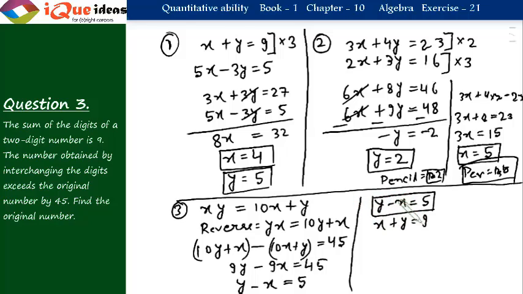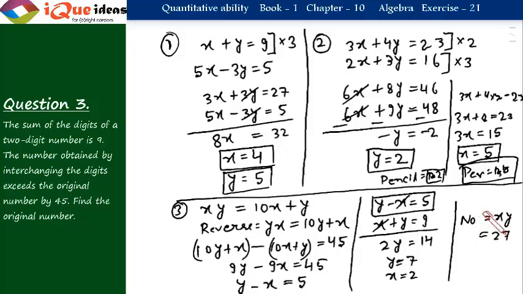So one equation that we have is y minus x equal to 5. And the other equation that is already given says the sum of digits is 9. So x plus y is equal to 9. If you simply add these two equations, x will get cancelled. y plus y will be 2y equal to 14. So y is equal to 7. If you put it in any one of the equations, you will get x equal to 2. Remember, our original number was xy. So 27 is the answer. The number was 27, hence 27 is the answer of the question.